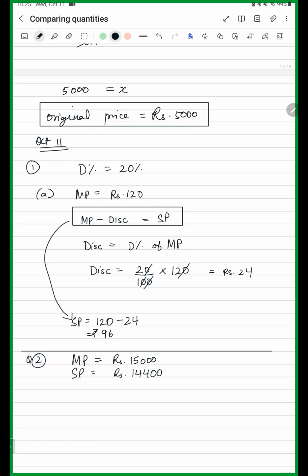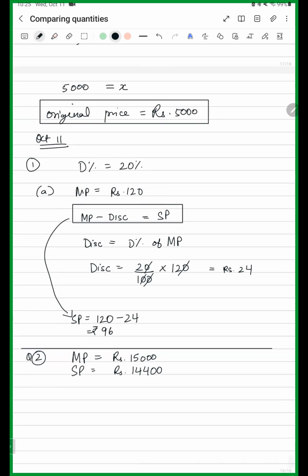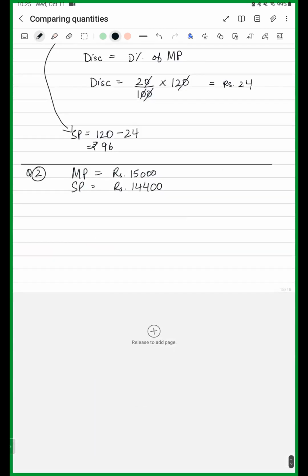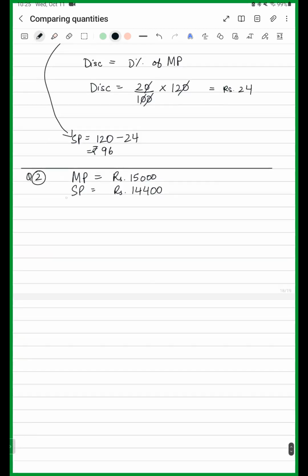So then, first of all, let's write all the formulae that we know. If you want, you can write it in a rough column. So you can make a rough column on the right, and you can write down all the formulae that you know. So what do we know? MP is equal to discount plus SP.